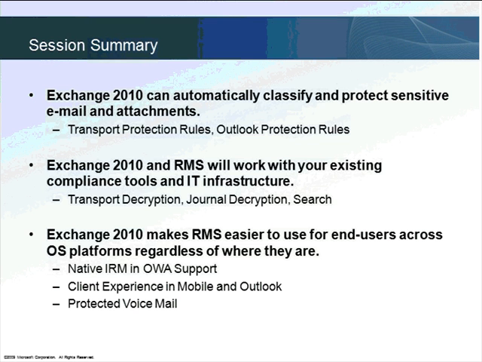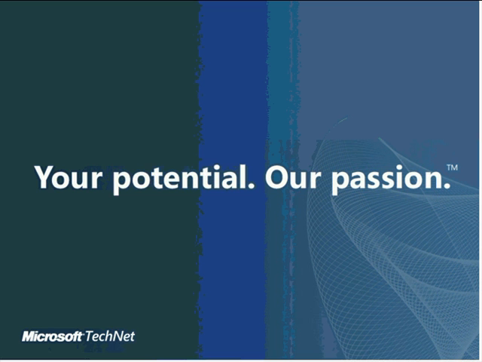Lastly, we have seen that Exchange 2010 makes RMS easier to use for end users across OS platforms, regardless of where they are. So native IRM in OWA supports client experience in mobile and Outlook. You can have the same experience on your mobile phone. If you have a Windows Mobile, you can access your IRM protected mail on the mobile phone. You can read those mails directly, you can reply to them, and you can even access your protected voicemails in real time in a browser. It could be Firefox, Safari, Internet Explorer, anything.